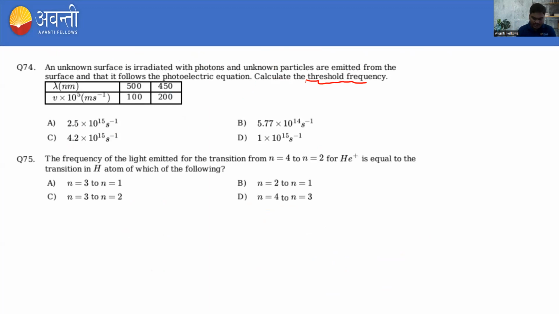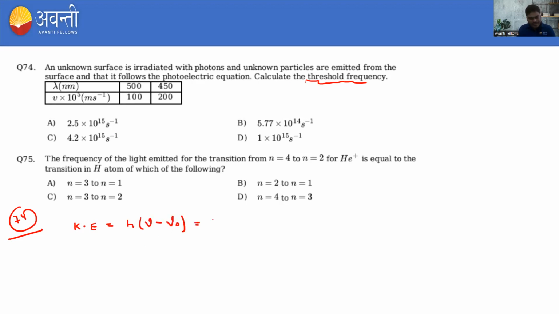So you have to calculate the threshold frequency, right? So how will you calculate the threshold frequency? We have two experiments given. So we know the Einstein photoelectric equation. Let the mass of the particle emitted be m. According to Einstein's photoelectric equation, kinetic energy is equal to h times (v minus v naught), right?